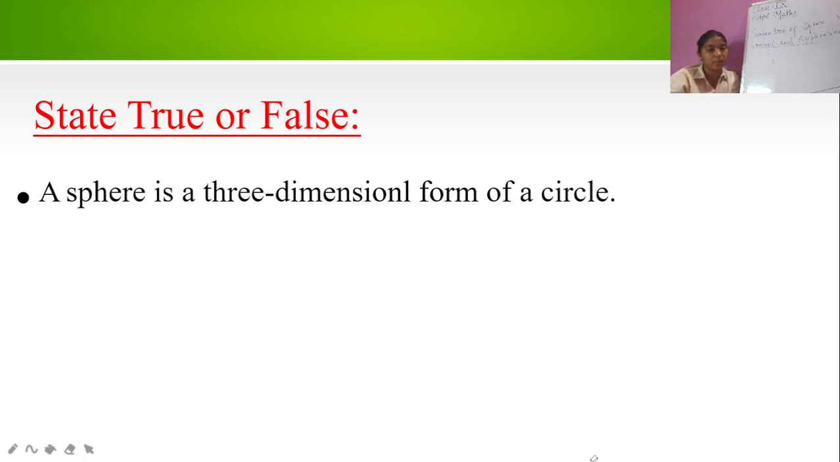Okay students, now one question arises. State true or false: a sphere is a three-dimensional form of a circle. Is it correct, true or false? Think about the statement and then give your answer. Okay, don't hurry. So please pause the video for a few seconds and then give the answer in the comment box.